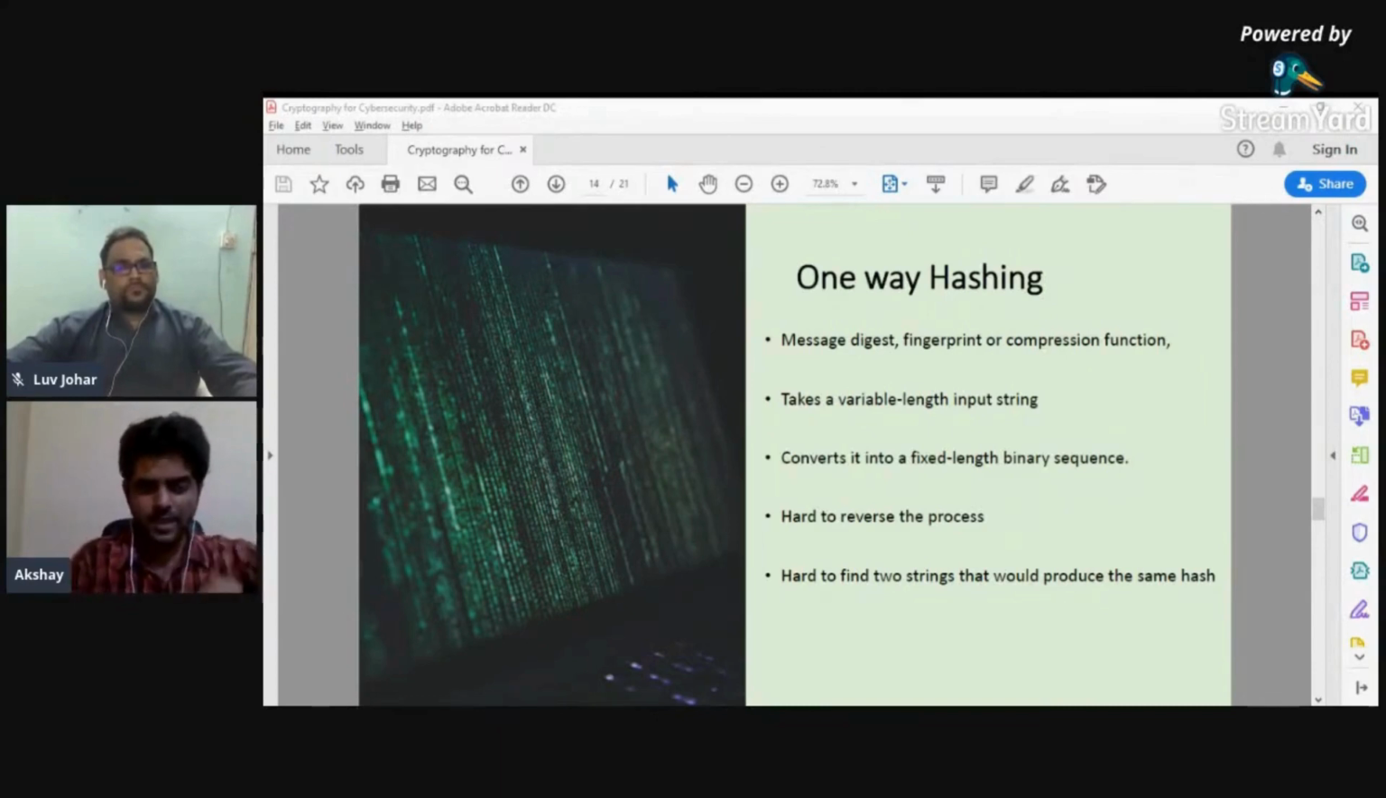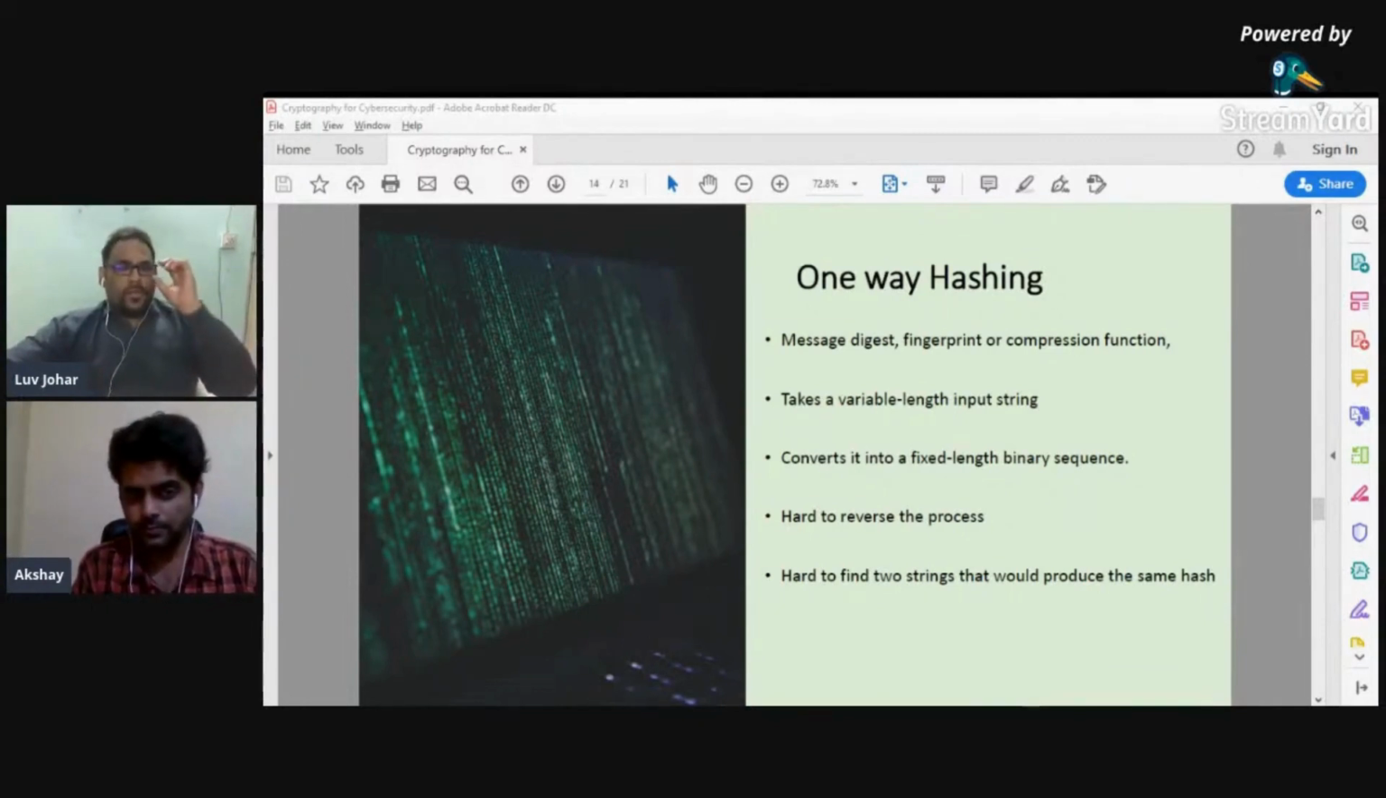In cryptography, we have a concept of hashing. So what is hashing? Hashing is essentially if you apply a cryptographic mechanism on a text, and it's an irreversible process. If you get a string or a value which cannot then be reversed back to its original text, this is called hashing.